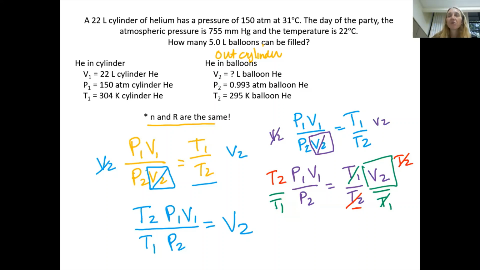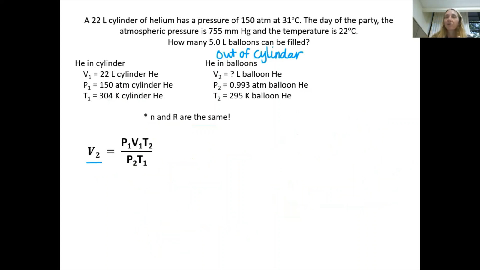I found it's easier to rearrange these first rather than put all the numbers in and then rearrange them. Okay, you guys ask me questions like that all the time because you're not the only one that has those types of questions.